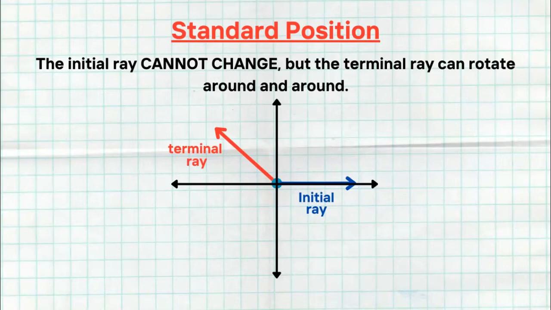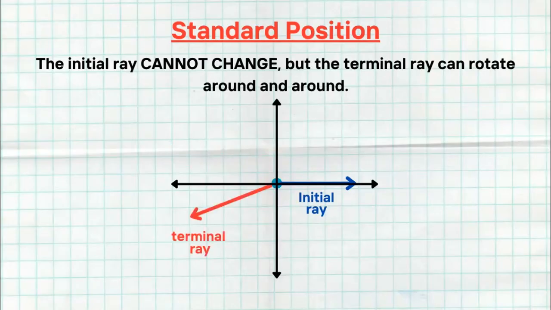Now, the initial ray cannot change, but the terminal ray can rotate based on the angle measurement. So, for example, this one starts at the initial ray and it goes all the way here to the terminal ray. Now, we have the fact that the angle could rotate as far as it wants. So most kids think back in geometry that the biggest angle you could be is 180, but in trigonometry that's completely false because we could start that initial ray, we could go all the way to 90 to 180, and then we could continue even on to that terminal ray right there. So the angles can again rotate as much as they want.